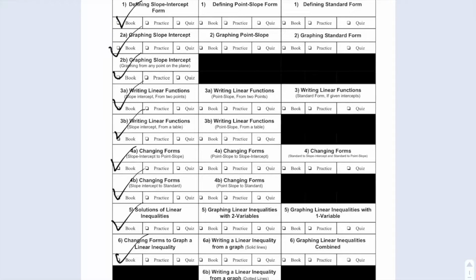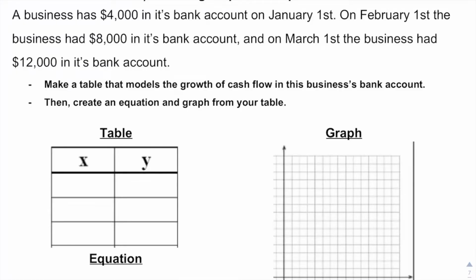Hello Algebra 1 students, here we are in Unit 5, Tier 1, Lesson 7, Modeling Slope-Intercept Form. Check off your booklet please. Here we are in Lesson 7 of Tier 1, Modeling Slope-Intercept Form. So this is basically a word problem.